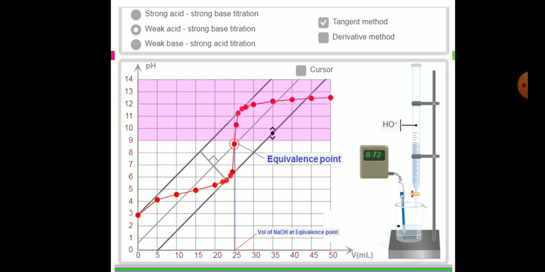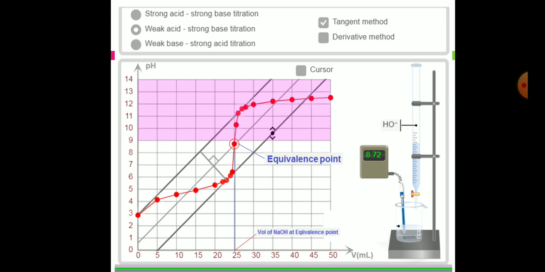The vertical steep portion of the titration curve you can see is the region in between which we have to plot the two parallel lines, which should be tangents. After plotting these two tangents at the upper and lower part of the sigmoid curve, we will be drawing one line perpendicular to both these tangents.